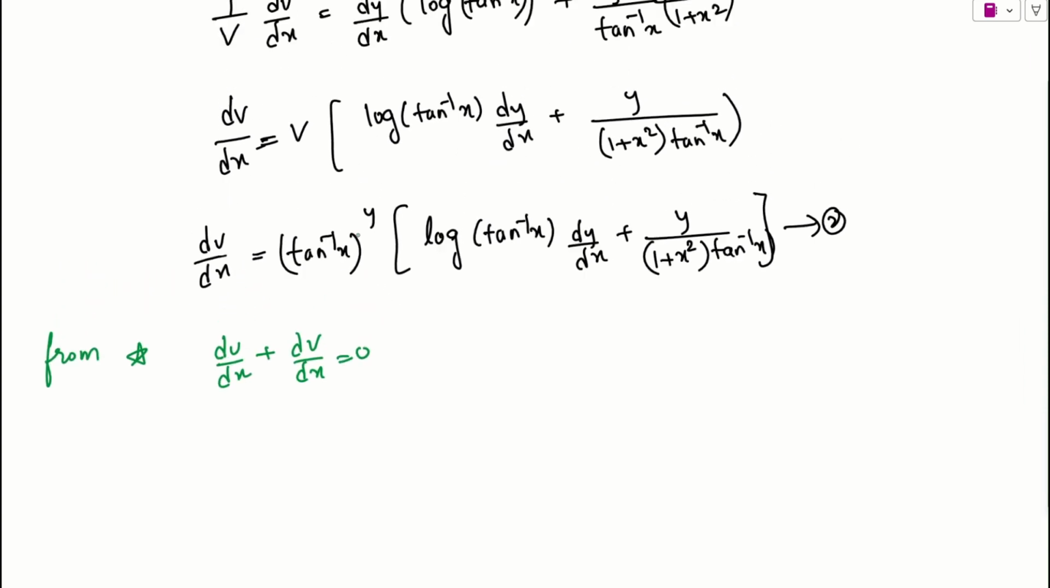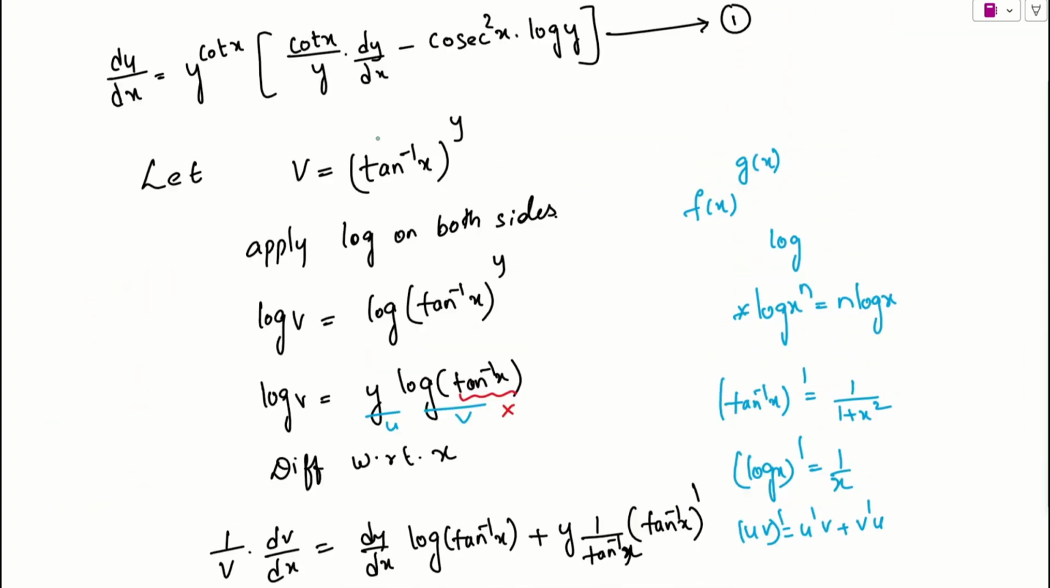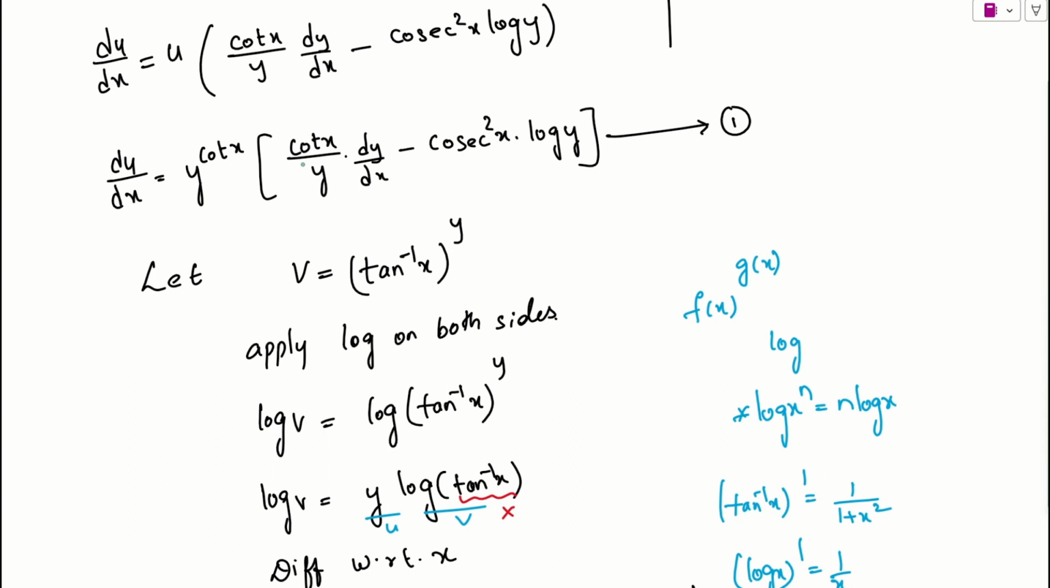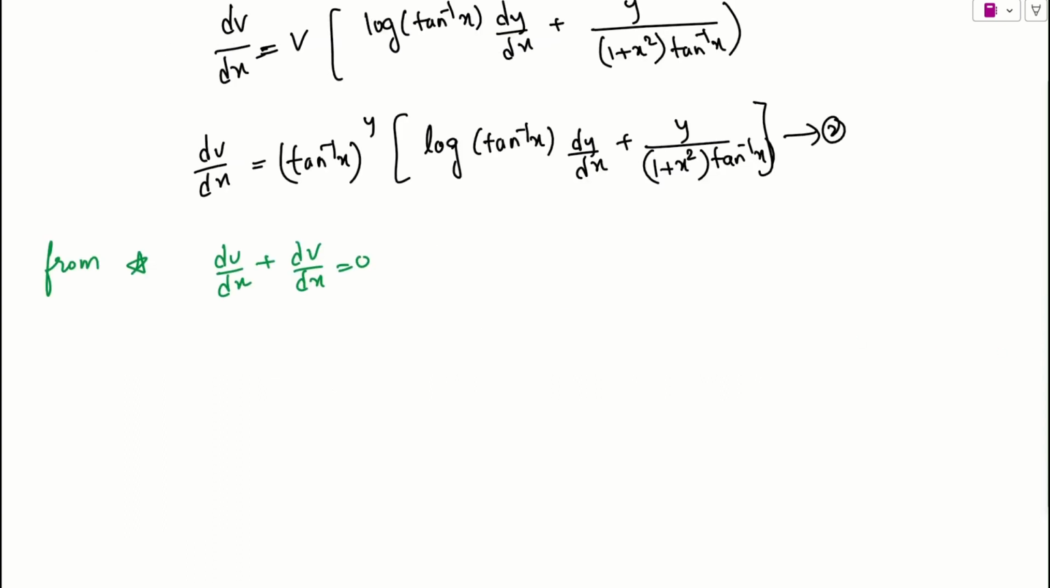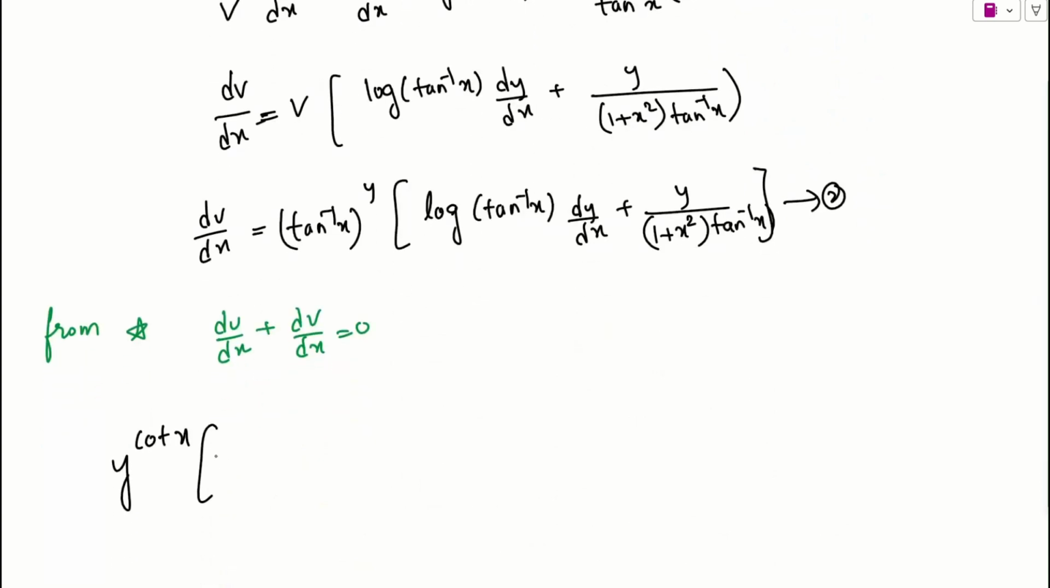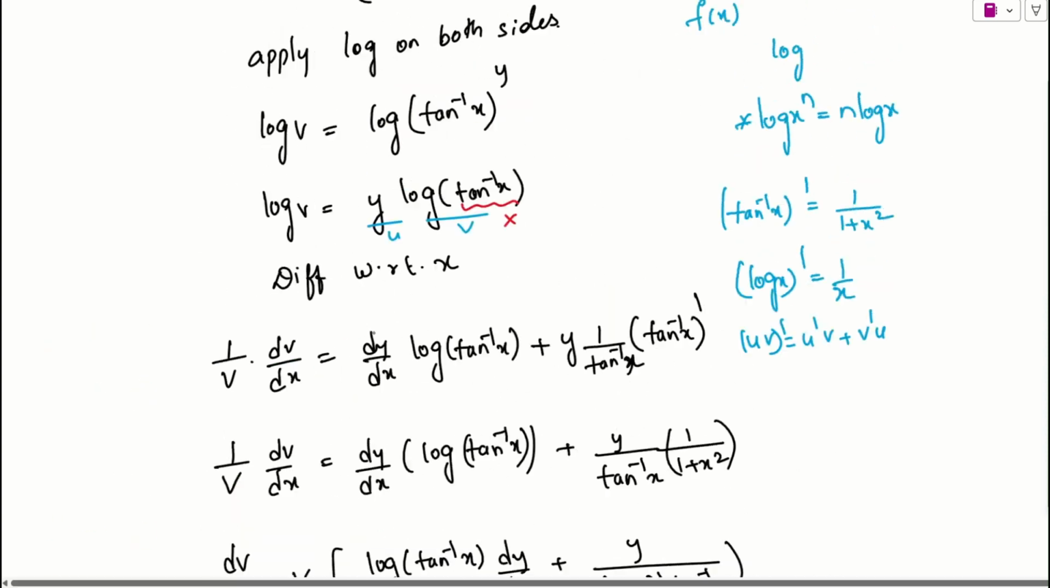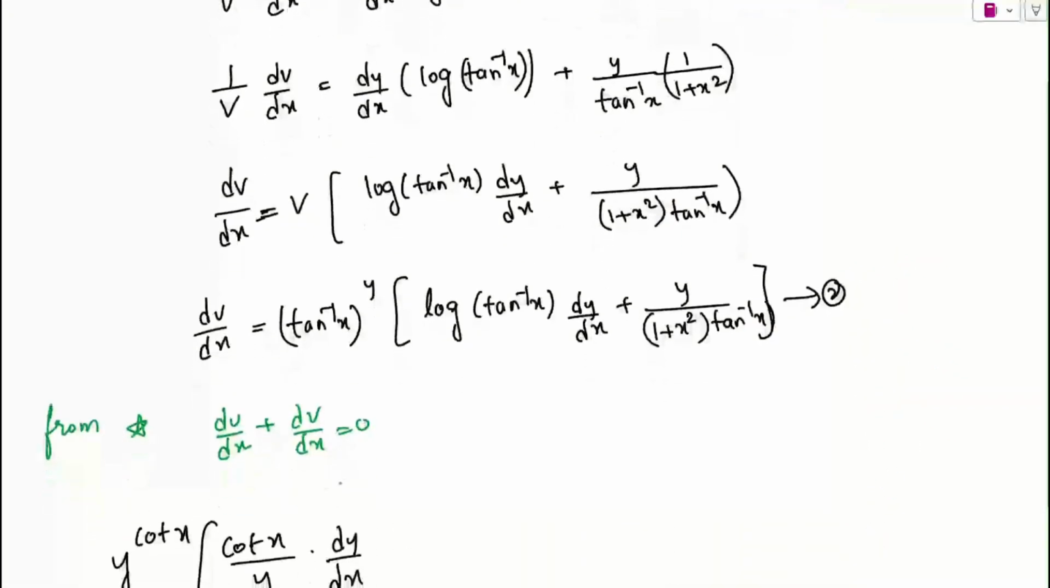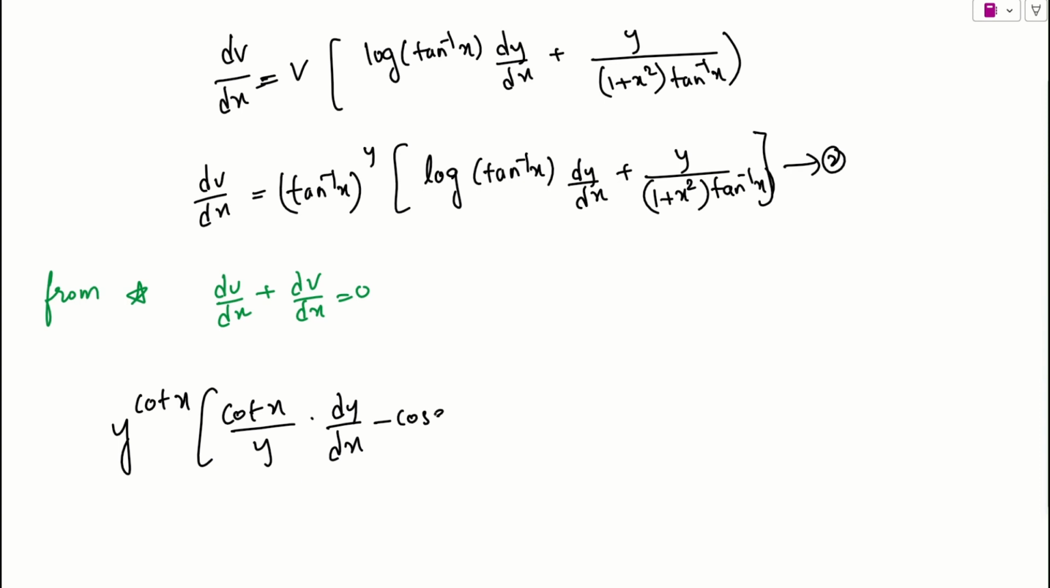So let me write it down. What is du by dx here? Here, y raised to the power cot x into the whole thing: cot x by y into dy by dx, and minus cosecant square of x into log y. So this is du by dx. Is it okay? Yes. Let me cross check. Yes, everything is correct.